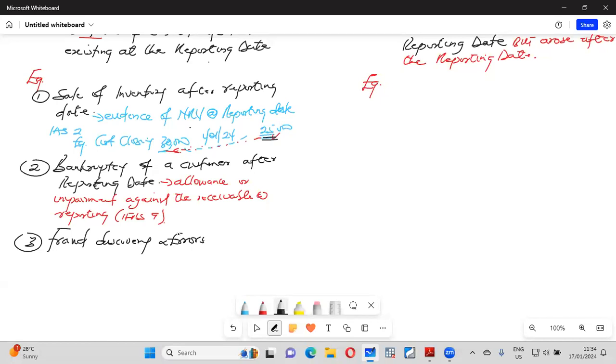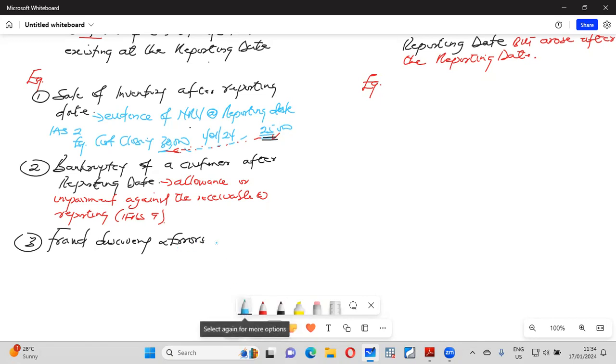So if fraud or errors have been discovered, then it shows that the financial statement you have done is incorrect. So you have to go back and correct it, since you've discovered it before the release of the financial statement.